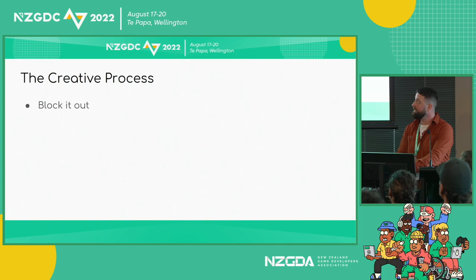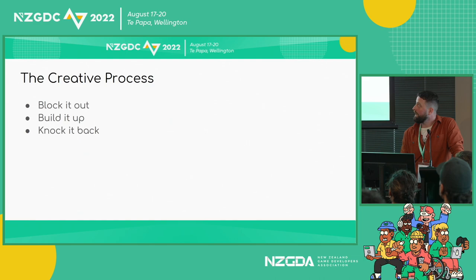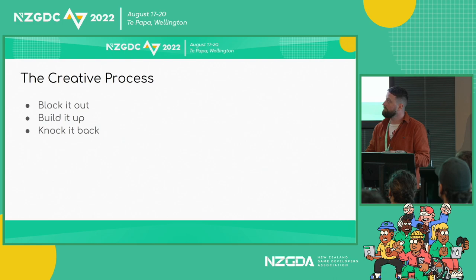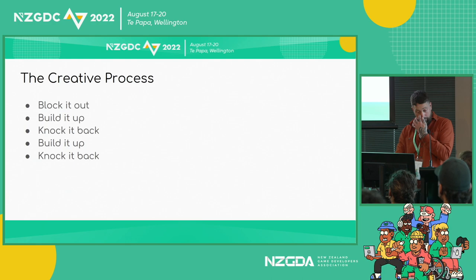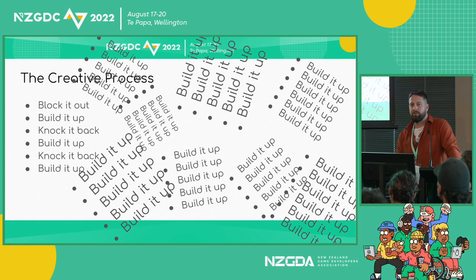This is basically the process. Block it out, build it up, and knock it back, you know? Build up the forms, knock them back, build it up again, knock them back, build it up. Exactly. It's simple until it's not simple.